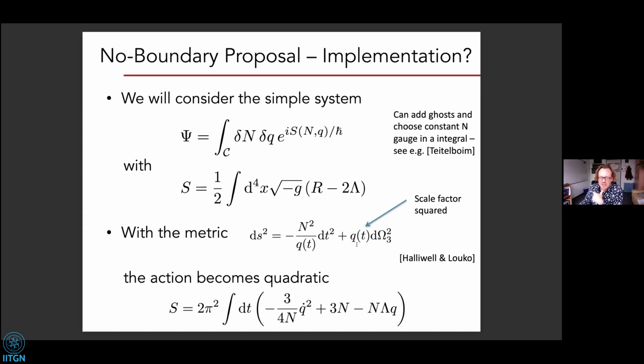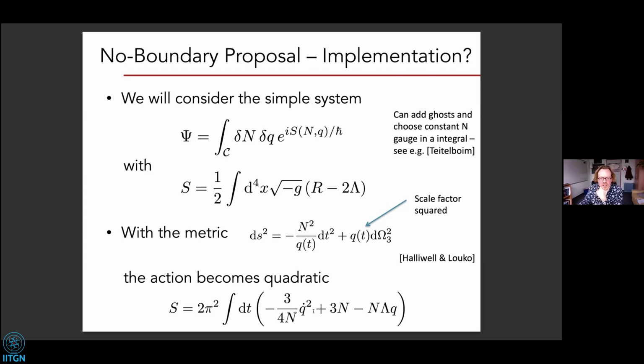There's a scale factor squared, q. Normally this would be a squared, but a squared is now written as q. And there's a time part to the metric. It is useful to do this particular rescaling of the time component of the metric. Normally one would just have minus n squared dt squared, but it is very useful to rescale this by a factor of 1 over q, because it makes the action extremely simple.